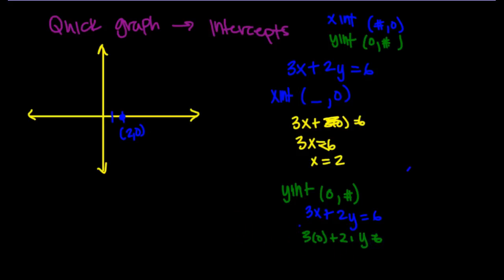Plus 2y equals 6. So the 3 times 0 here is going to just cancel that out, right? Because 3 times 0 is 0. Anything times 0 is 0. So that's gone. I'm left with 2y equals 6, or y is 3.